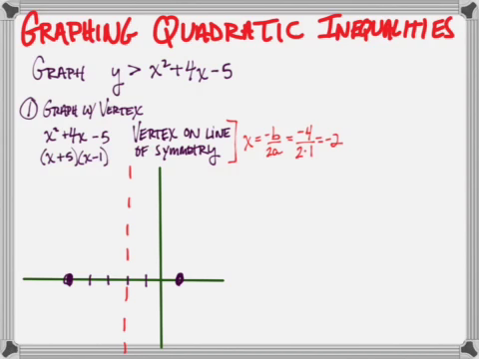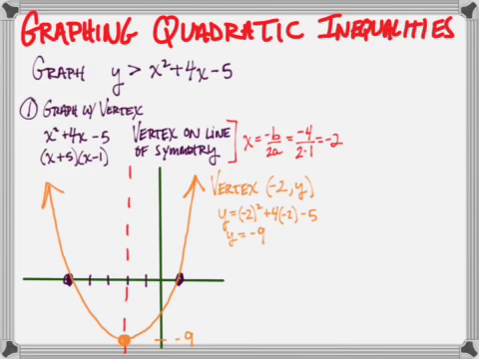To figure out the y-coordinate, I plug in negative 2 for x into my parabola. So it becomes negative 2 comma something. I plug in negative 2. Works out, I get negative 9. So the vertex is down at negative 9, and I know that it opens up because I have a positive coefficient in front of the x squared. Alright, so that's what my graph looks like.